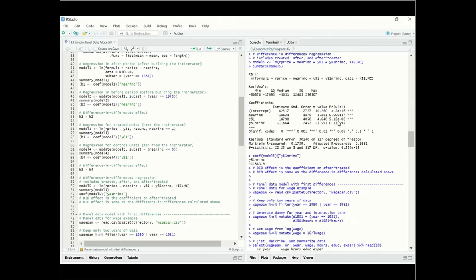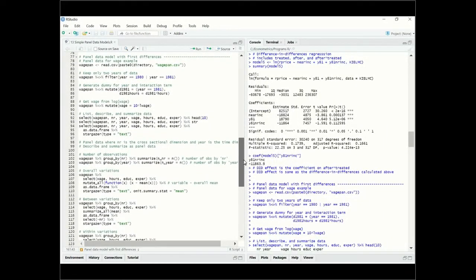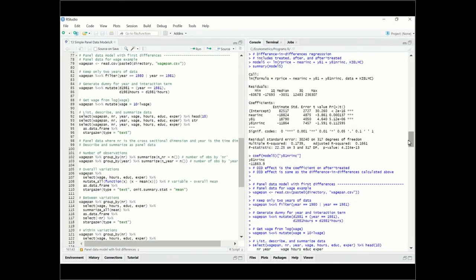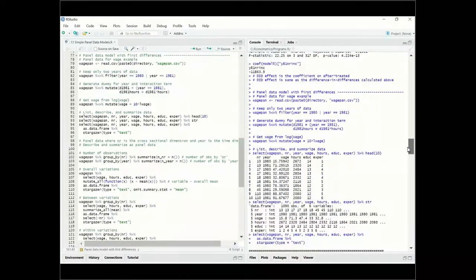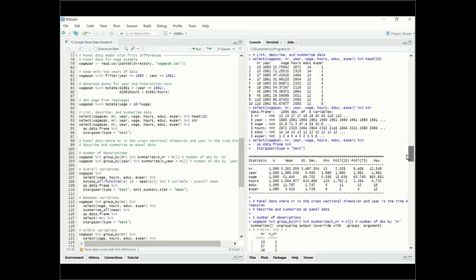Okay, so next we are going to be switching gears and talking about panel data model with first differences. In order for us to do that, we would be looking at panel data. Here we would have panel data for wages. So we're going to pick up the data set wagepan and then read it into our data frame.